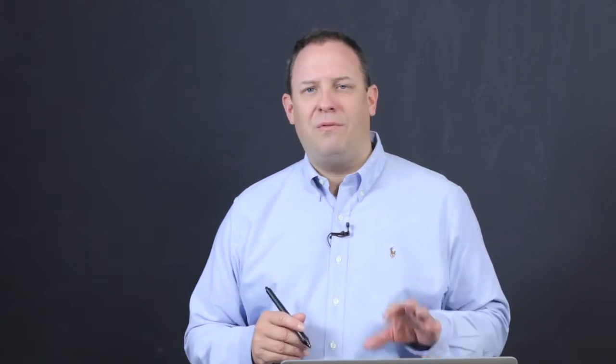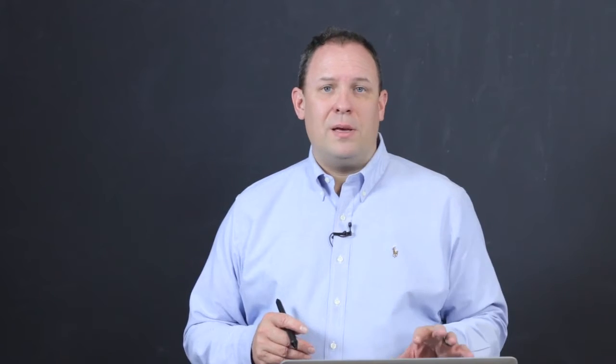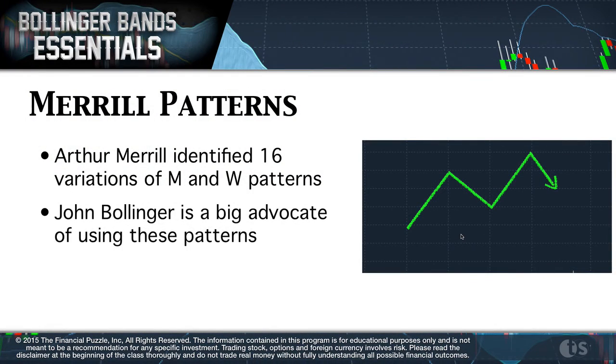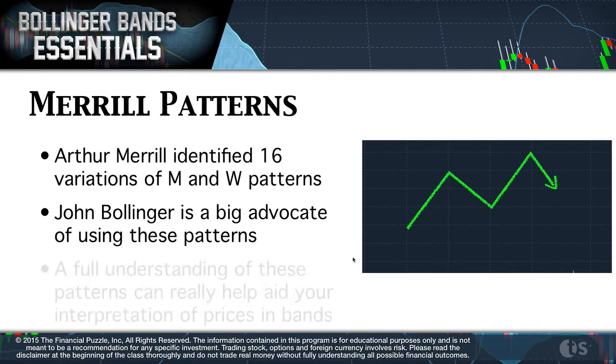So his work has become very popular and famous in technical circles because of the way that it helped to identify patterns. I want to just kind of briefly touch on them here with you. What John Bollinger's identified is that the bands are a really great way to start recognizing these M and W patterns. And when you pair it up with Merrill's work, it provides a really powerhouse identification of patterns here.